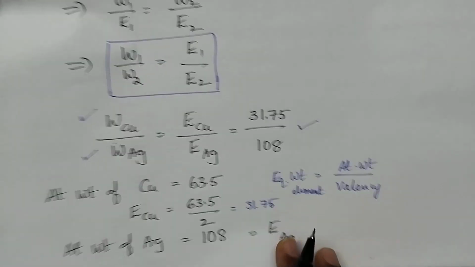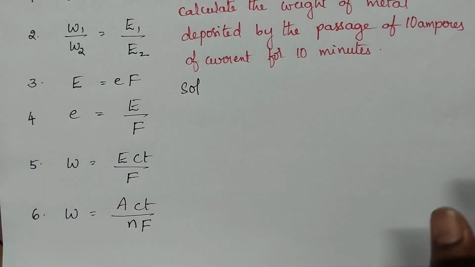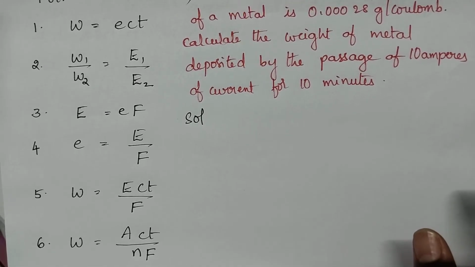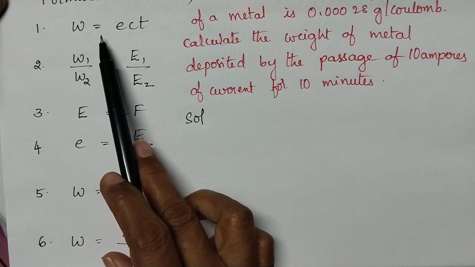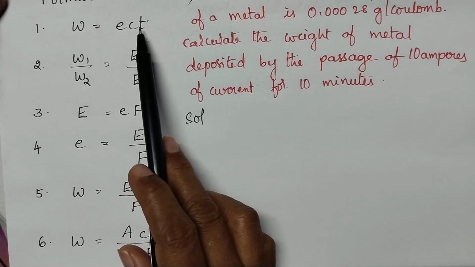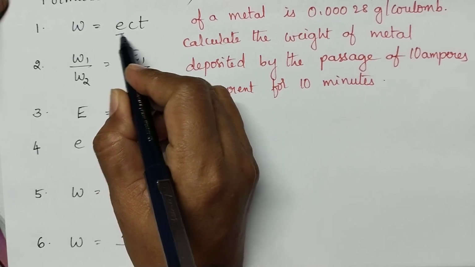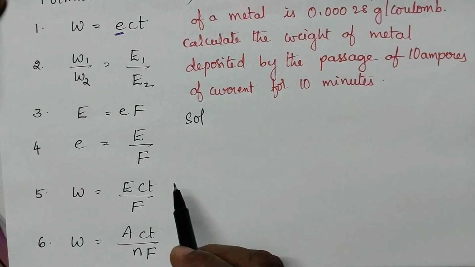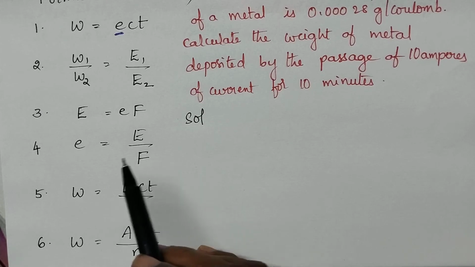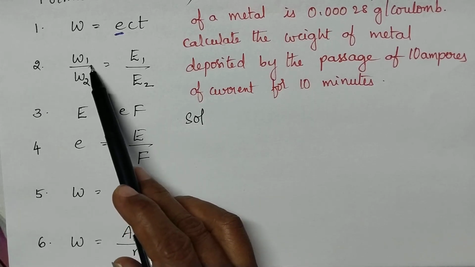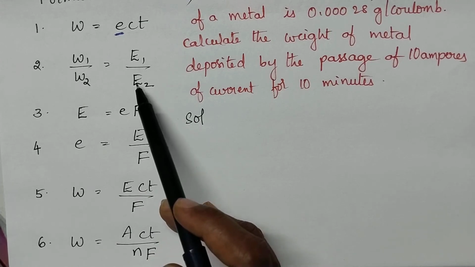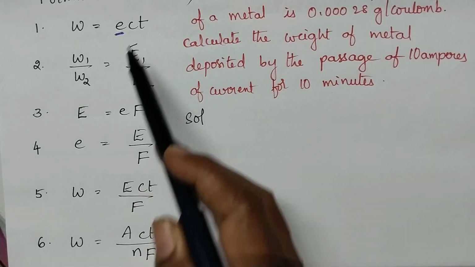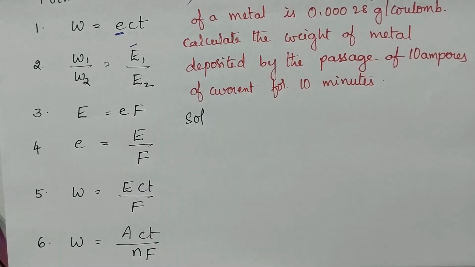Let us see the formulae related to Faraday's first and second laws. According to Faraday's first law, what is the expression? W is equal to small e C t. Small e means electrochemical equivalent. And what is the expression for Faraday's second law, students? W1 by W2 is equal to capital E1 by capital E2. Capital E means chemical equivalent or equivalent weight.